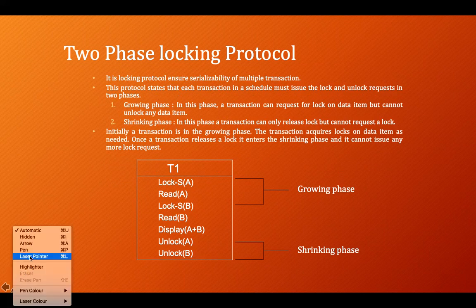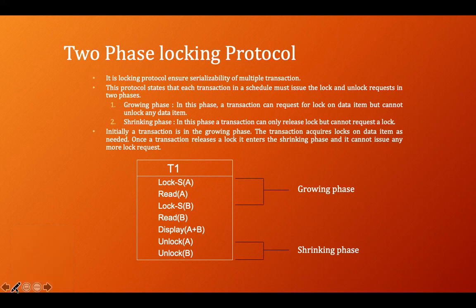What is happening in the growing phase? In the growing phase, I make sure that all the transactions take their locks. And in the shrinking phase, the transaction will unlock. In the growing phase, a transaction can request a lock on a data item, but cannot unlock any data. In the shrinking phase, the transaction can only release locks, but cannot request a lock. So in the growing phase, we take the lock. In the shrinking phase, we do unlock. Once we do the first unlock, we cannot make a request for a lock.